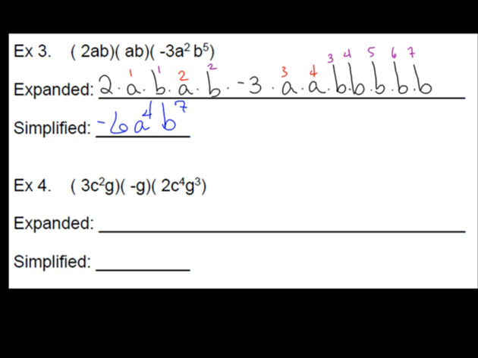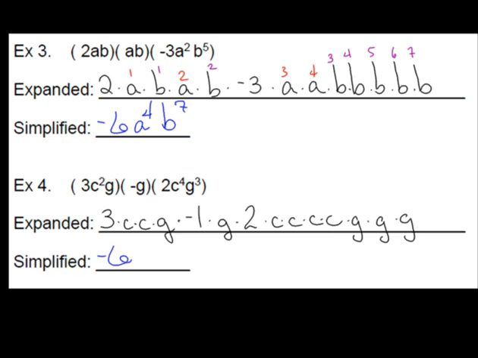And lastly here, looking at example 4. In example 4, I have 3 times c times g times, this is like saying negative 1, times g times 2 times c. There are 4 of them, c to the 4th power. And then g, there are 3 of those, because g to the 3rd power. I now multiply my 3 numbers together. 3 times 2 times negative 1. Well, 3 times 2 is 6, and negative 1 makes that a negative 6.